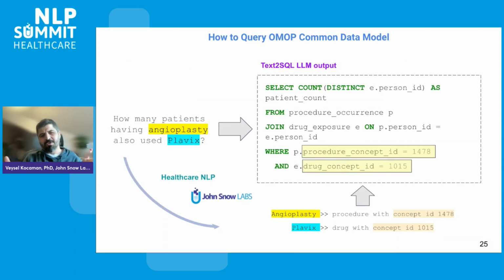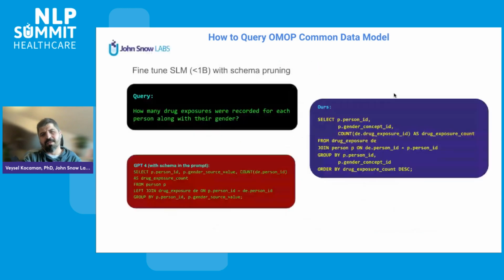So here's the outcome. You have a simple text, a simple query: How many patients having angioplasty also use Plavix? This is your query. By using Healthcare NLP, what we do is that we find the procedure and drug names at first with the named entity recognition models. We map them to the concept ID and concept codes by using our entity resolutions, and then we send it to a text to SQL model, and then it generates this query at the end.